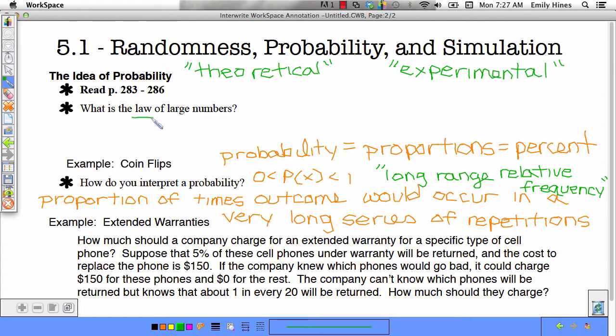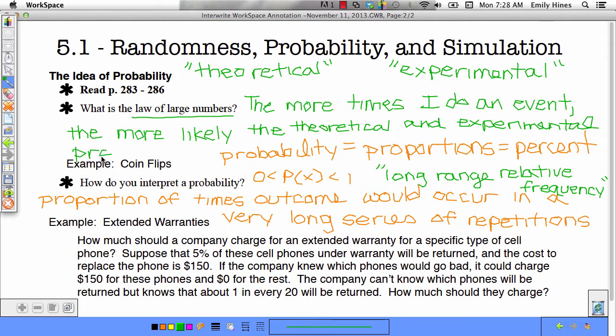However, we have this law of large numbers here that tells us that the more often something is done, so the longer the series of repetitions, the more likely the theoretical probability and the experimental probability will equal one another. So the more times that I do an event, the more likely the theoretical and experimental probabilities match. So if I flip a coin 10,000 times versus if I flip it 10 times, I'm more likely to flip heads about half of those times.